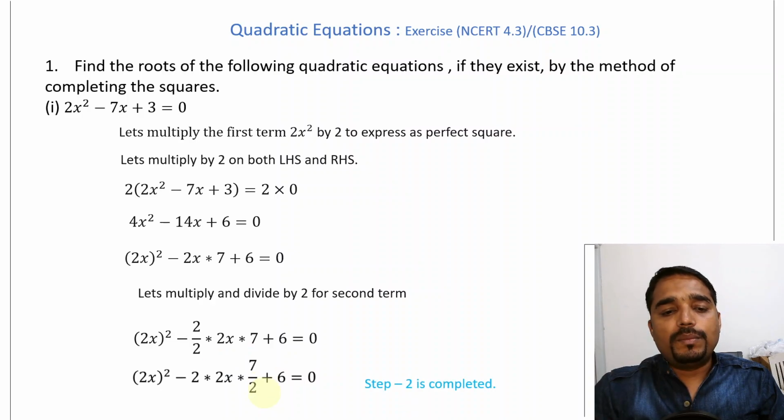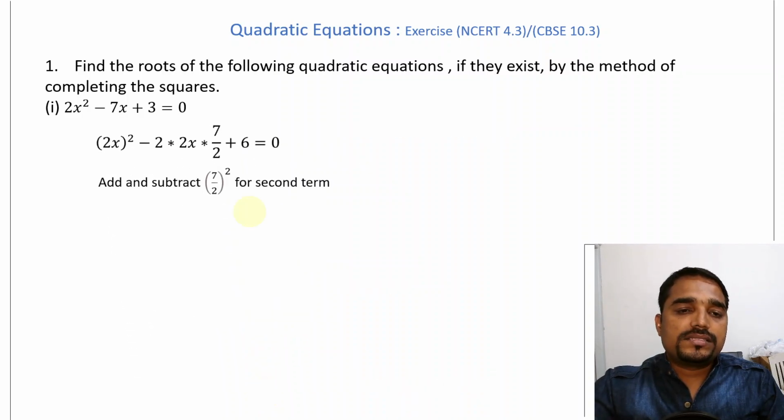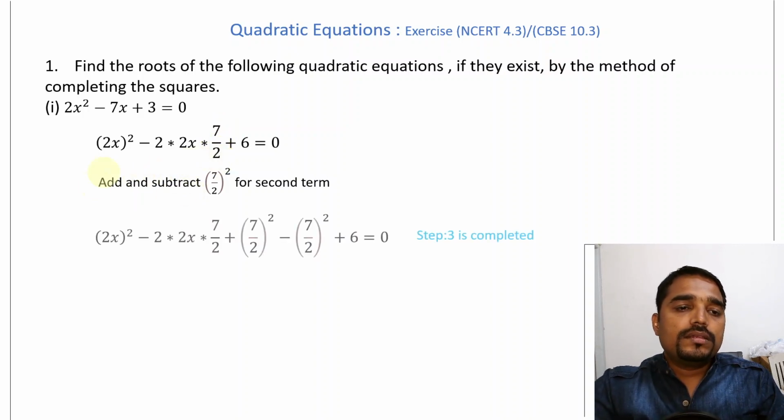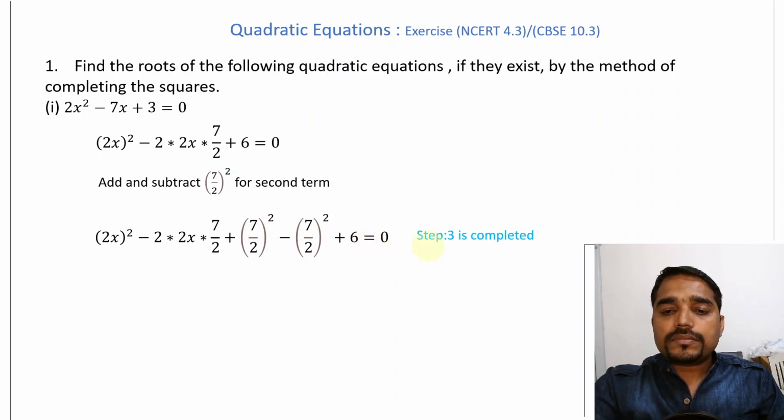Now step number 3 is to add and subtract b square term, that is 7 by 2 whole square. Now if we are adding and subtracting 7 by 2 whole square, the LHS would be 2x whole square as it is, minus 2ab term also as it is, plus 7 by 2 whole square minus 7 by 2 whole square plus 6 is equal to 0. This completes step number 3.